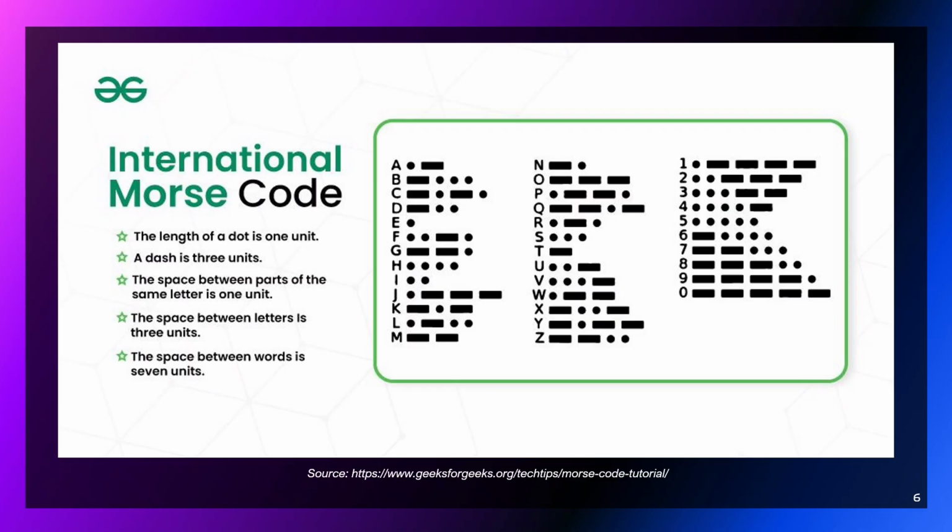This is how it looks, the international Morse code. The length of a dot is 1 unit, the dash is 3 units, the space between the parts of same letters is 1 unit, the space between letters is 3 units, the space between words is 7 units. It describes letters as well as the numbers.